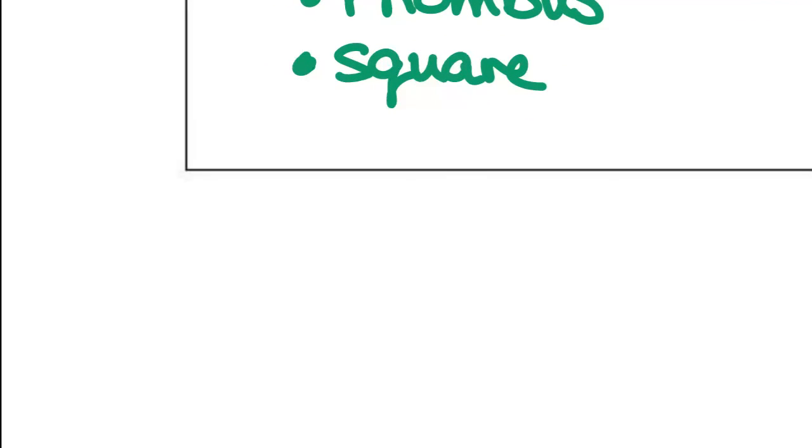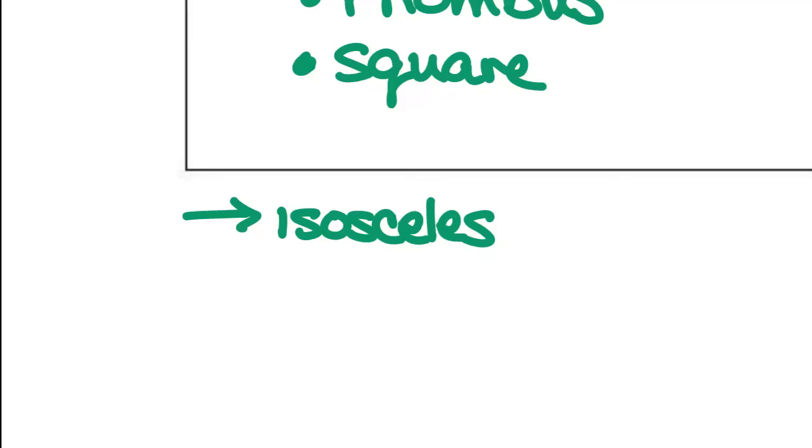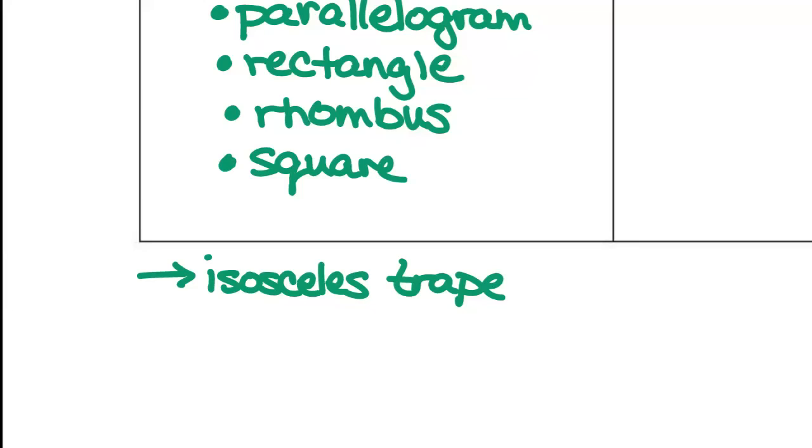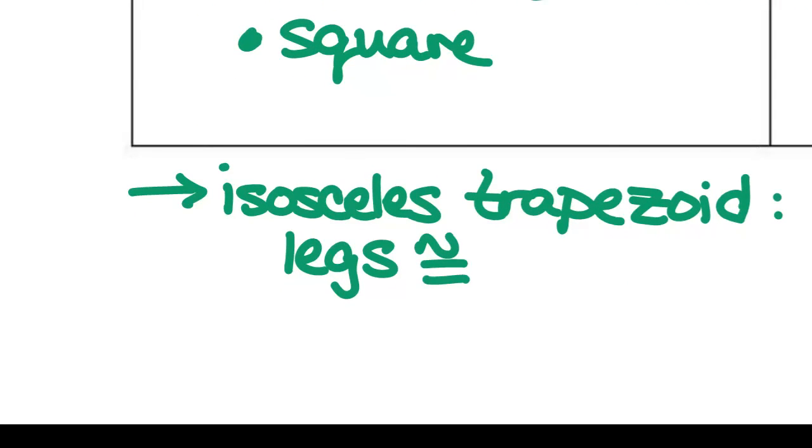Did we talk about any shapes where one pair of opposite sides is congruent? An isosceles trapezoid. An isosceles trapezoid has congruent legs. A kite doesn't have opposite sides congruent, but it does have what? Adjacent sides congruent.